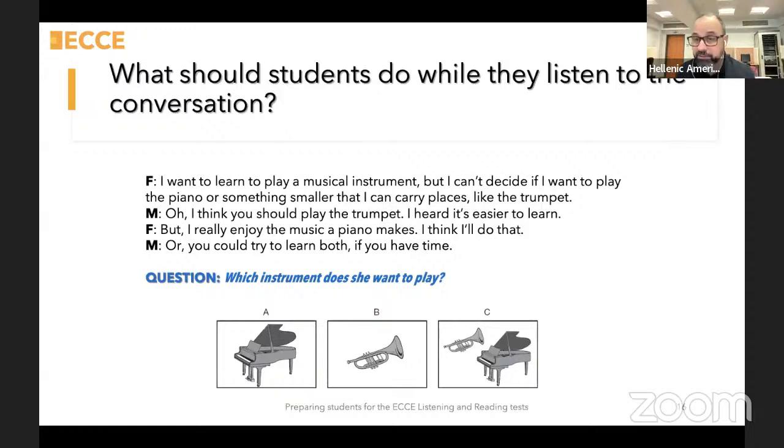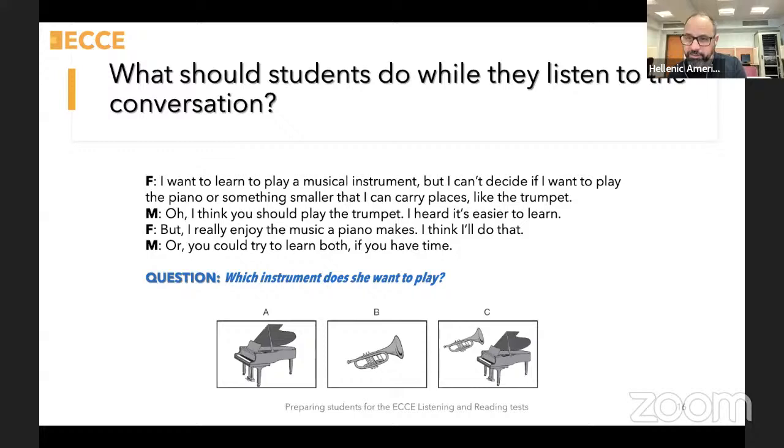I heard it's easier to learn. For those who play the trumpet, it's quite a difficult instrument. And then the woman says, but I really enjoy the music a piano makes. I think I'll do that. So, very clearly, she expresses her preference. And then the man says, or you could try to learn both if you have time.